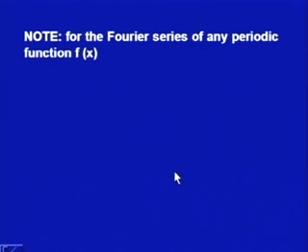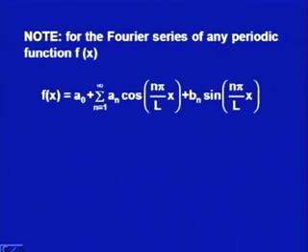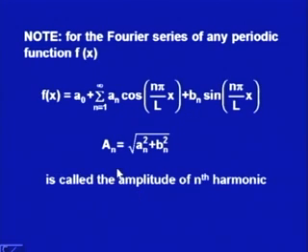Now, one more terminology. For the Fourier series of any periodic function f(x), which we write as a naught plus summation n running from 1 to infinity of a n cos(n pi x over L) plus b n sin(n pi x over L), this term capital A n, which is nothing but the square root of the sum of squares of the coefficients a n and b n, is called the amplitude of the nth harmonic.